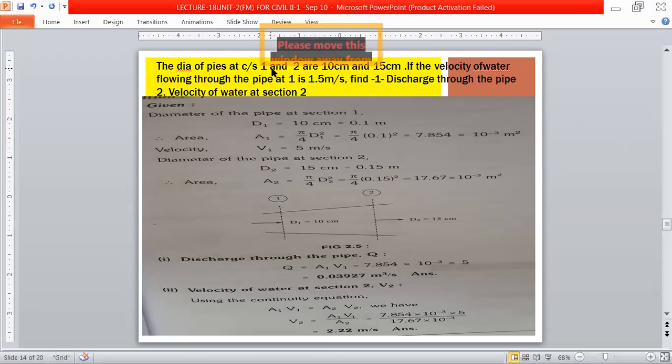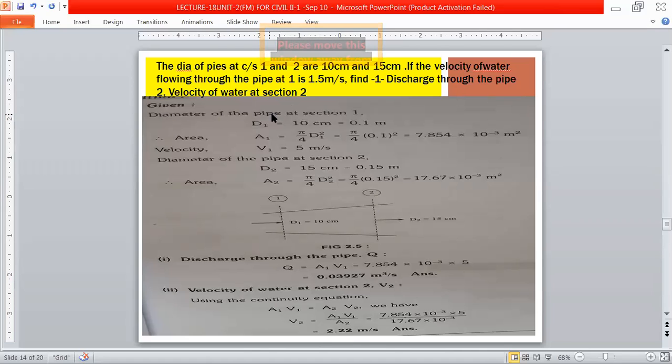So if you see the problem here, at cross section 1 you have 10 centimeters, at cross section 2 you have 15 centimeters. If the velocity of water flowing through the pipe at section 1 is 1.5 meters per second, find the discharge through the pipe at section 1. Second point, the velocity of water at section 2. So what did he say here? At section 1 the diameter is 10 centimeters, at section 2 the diameter is 15 centimeters. If the velocity at section 1 is 1.5 meters per second, then find the discharge through the pipe and the velocity of water at section 2. Okay? Now see, write the given data.